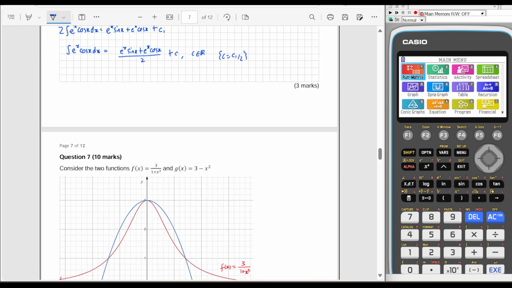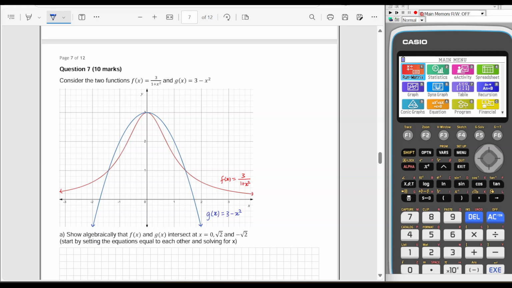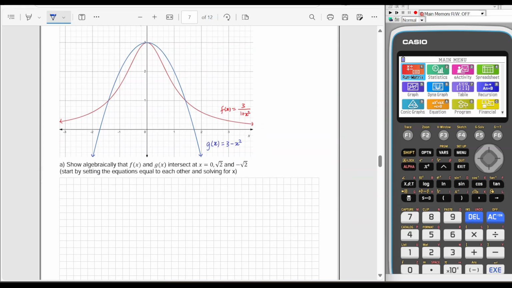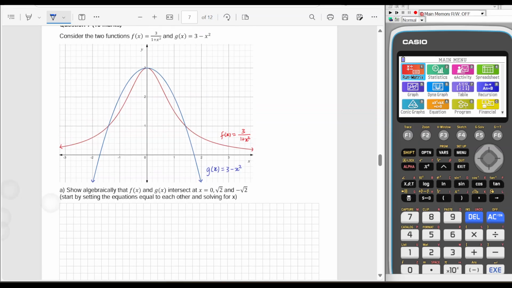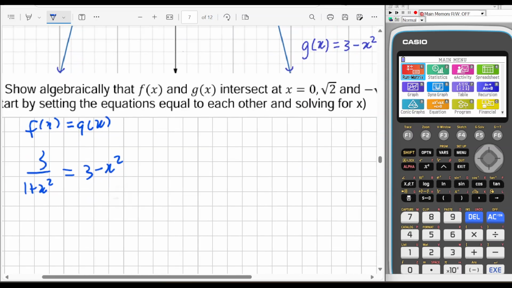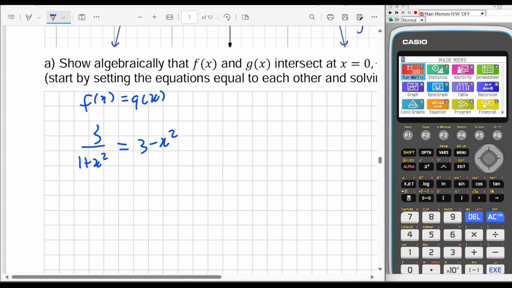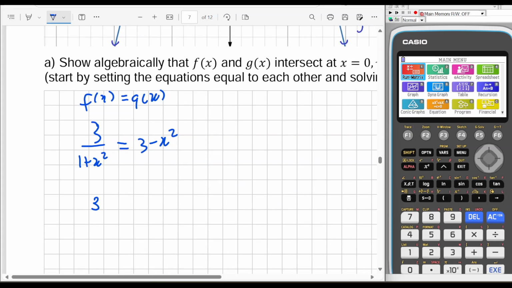Okay, speaking of awful questions, consider this one here. We need to show that the intersection of those 3 points. Okay, so we're going to set f of x equal to g of x. So that tells us that 3 over 1 plus x squared should equal 3 take x squared. And we can sort of deal with that. So we can cross multiply, sort of. So I'm just going to go 3 take x squared times 1 plus x squared.